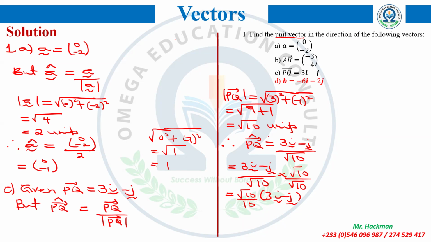However, remember I said you have to split them. You don't leave it like that. So I multiply this one and this. That will give me 3 root 10 over 10 I minus root 10 over 10 J tilde. So this becomes my final answer.